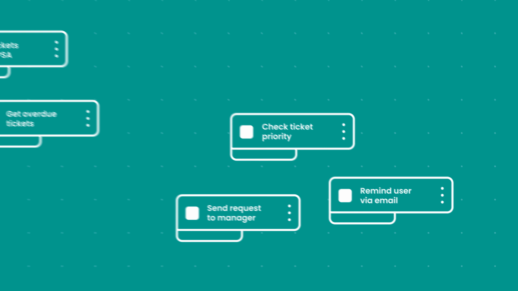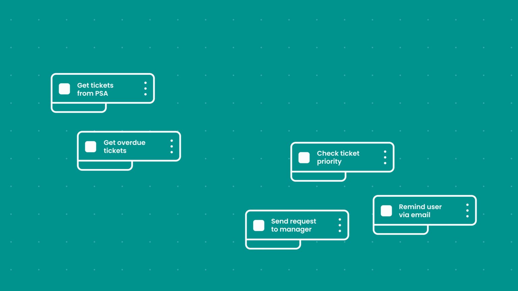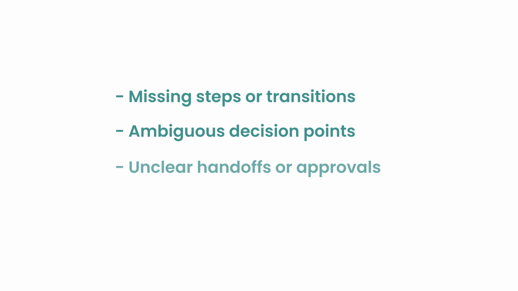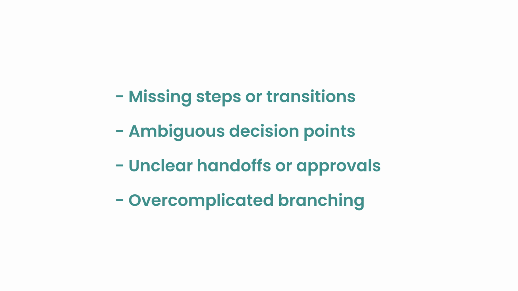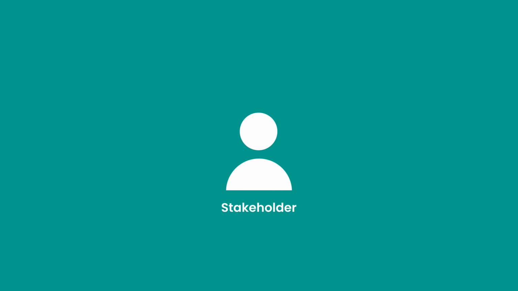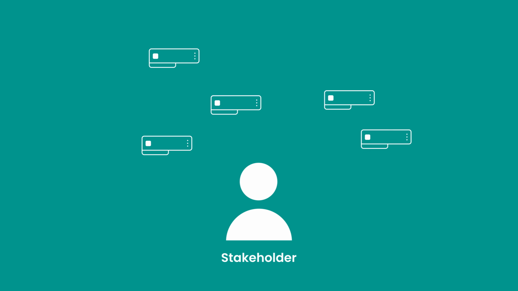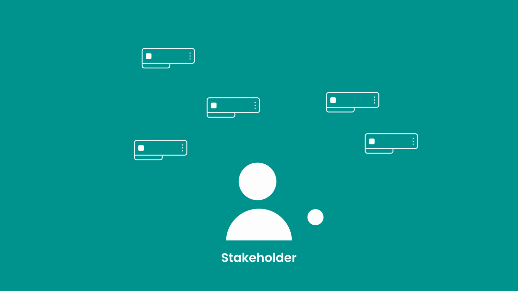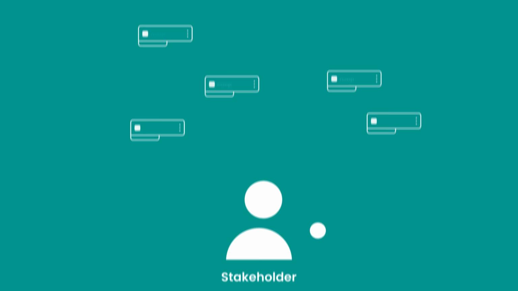Visual mapping isn't just a nice to have, it's how you find issues before they become expensive. By mapping your process first, you can quickly spot missing steps or transitions, ambiguous decision points, unclear handoffs or approvals, overcomplicated branching. And fixing these now is much easier and faster than fixing them after the build is underway. This is also a great moment to bring in stakeholders. Walk them through the mapped workflow and ask, does this reflect how the process really works? You'll often uncover important context that never made it to the documentation.